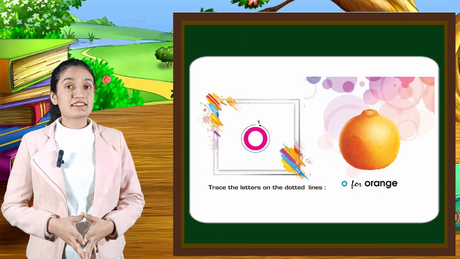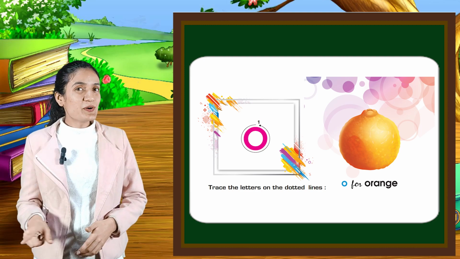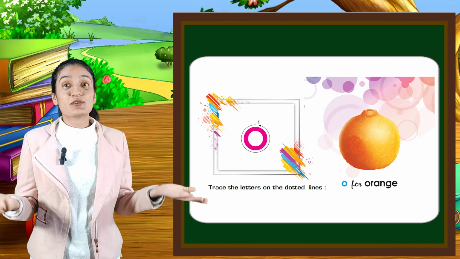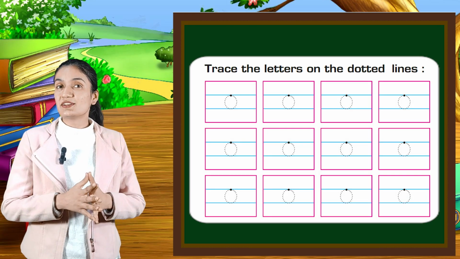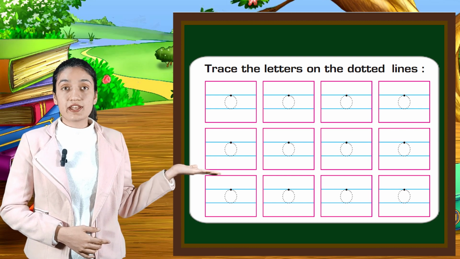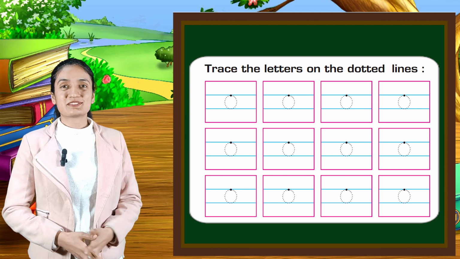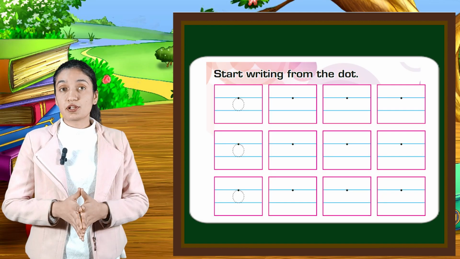Next letter is O. How to draw O? Make a whole circle and it will be O. O for orange. Trace the letters on the dotted lines. Here you can see the dots. इन dots को join करें and O बनाओ. Mention the date here. Start writing from the dot.